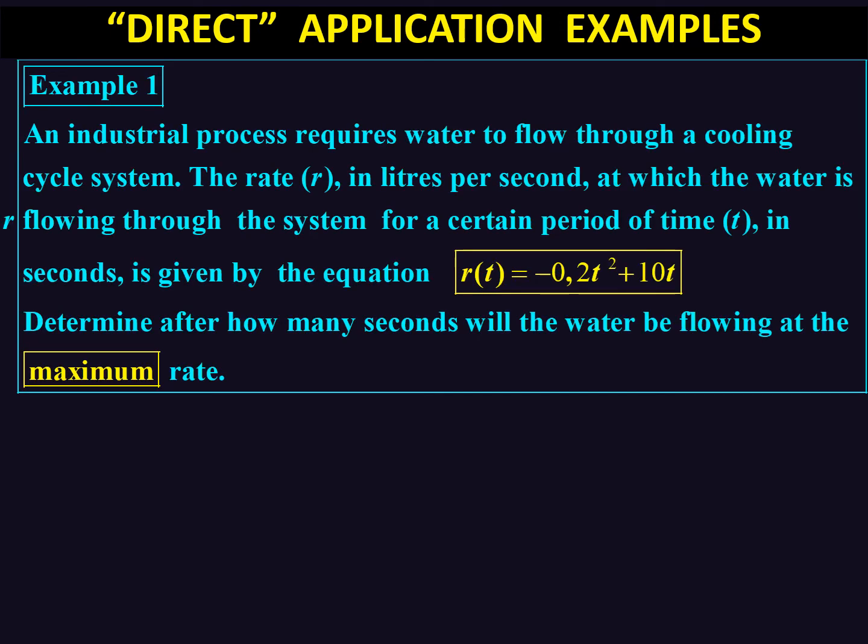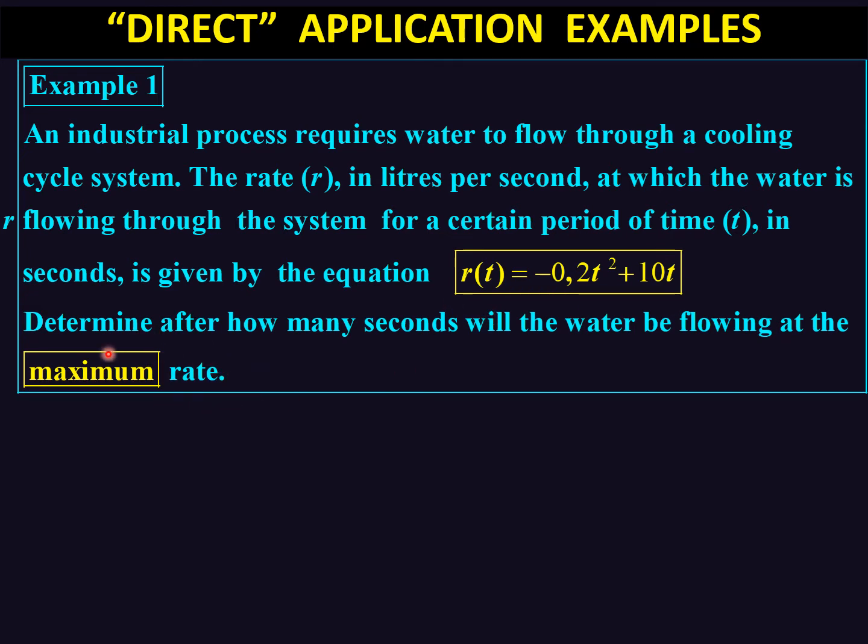Now let's look at some direct application examples. The first one, we have a production process or industrial process which requires water to flow through a cooling system. The rate R in liters per second at which the water is flowing through the system for a certain period of time, in seconds, is given by the equation. What do we say this should be? This is now our objective. Let's see what the question requires. Determine after how many seconds the water will be flowing at a maximum rate. So it's the rate, that objective function is given for it, and we have to optimize it.